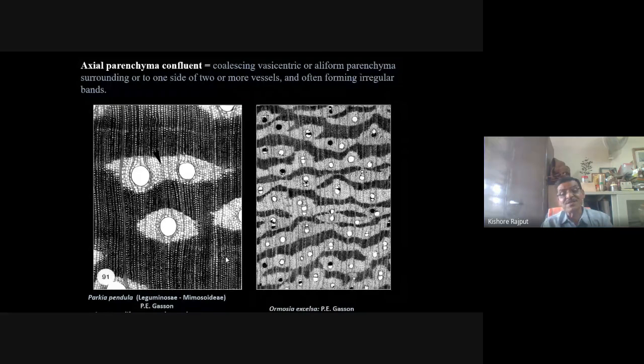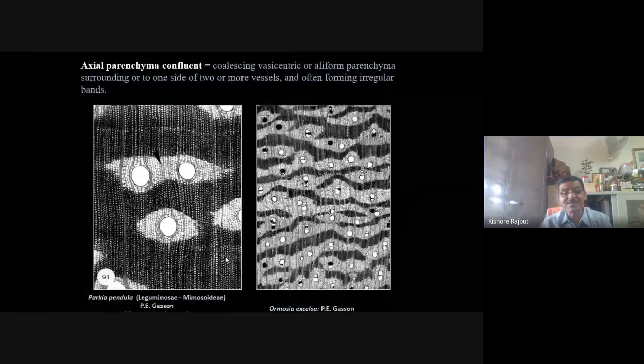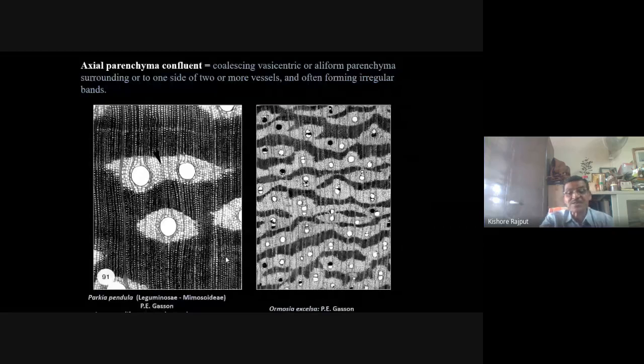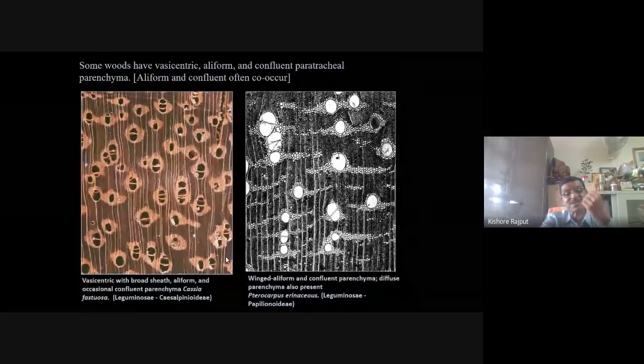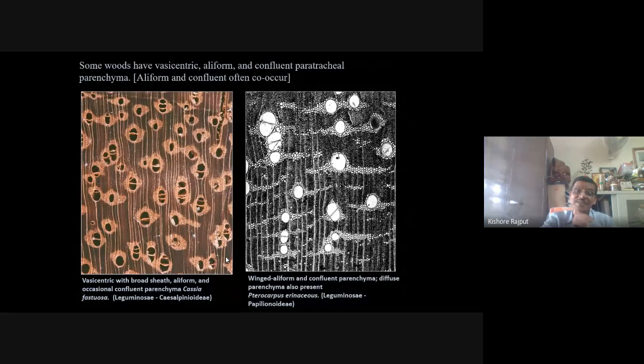On the right side you can see they may extend and form bands, tangential bands. That is what we call aliform confluent. That is the typical arrangement for certain members of Leguminosae. Then again, Caesalpiniaceae from the same family Leguminosae, you can see the vessel distribution in Cassia. On the right side, you can see the parenchyma, whether they are initial parenchyma or terminal parenchyma, and whether they are enclosing the vessel on the upper side or the lower side, or encircling the complete vessel. In both the images, it is seen very distinctly.